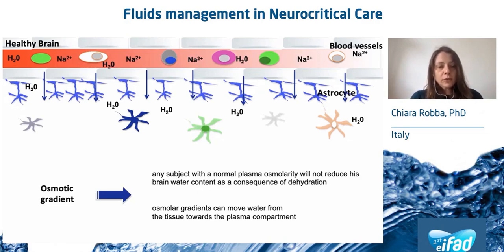So the osmotic gradient leads basically to two main but very important principles. The first one is that any subject with a normal plasma osmolarity will not reduce his brain water content as a consequence of dehydration. And the second one is that osmolar gradients can move water from the tissue towards the plasma compartment. So these are the two main mechanisms.